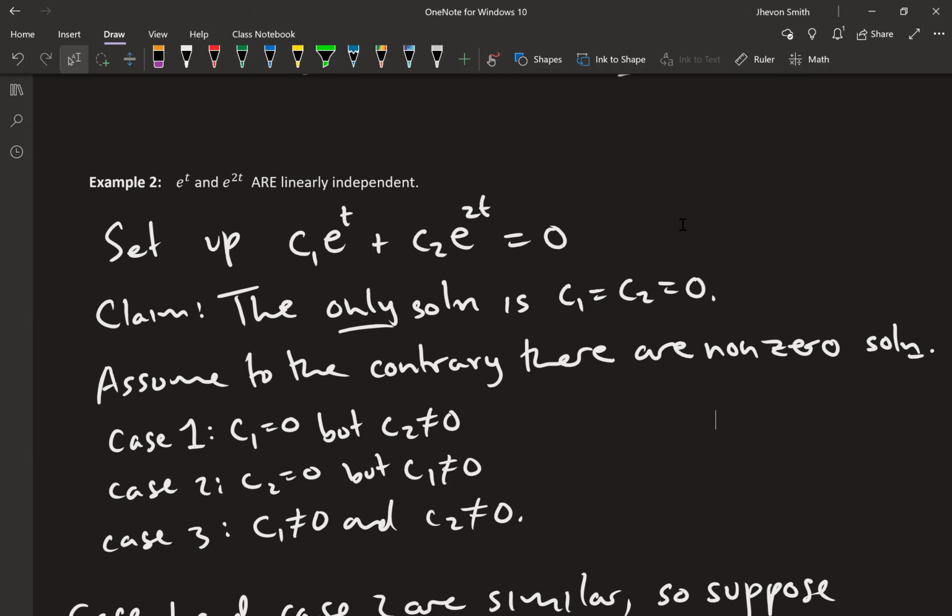And whenever we have linearly independent solutions to a differential equation, it means that none of those solutions are redundant. We need all of them. So that's going to be a very important fact.